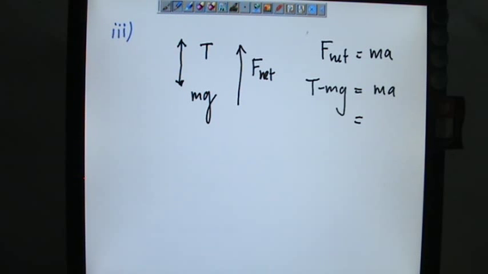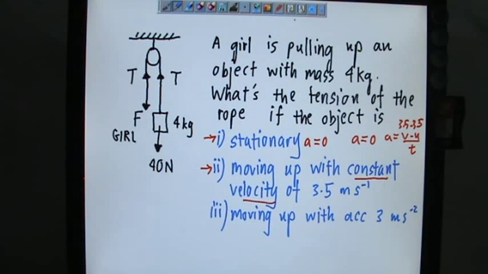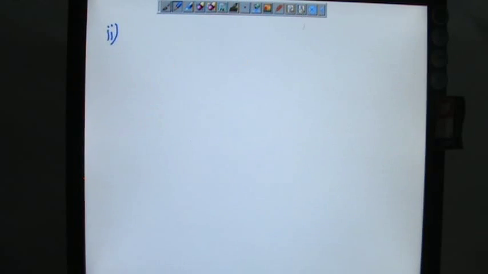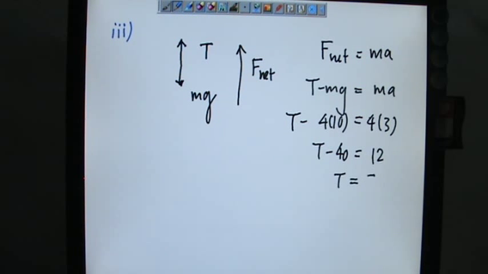Acceleration value is given as 3 meter per second squared. So we have m is 4, a is 3. T minus 4 times 10. So we have T minus 40 equals 12. So T equals 52. 52 Newton.